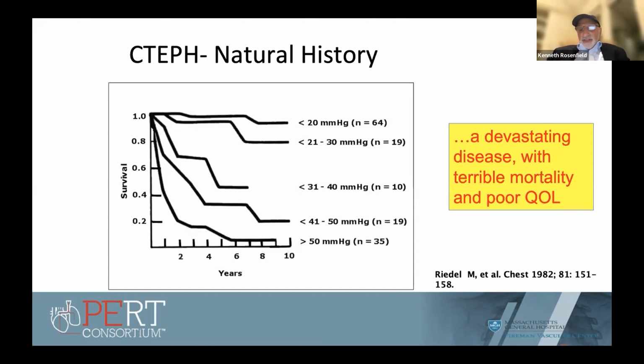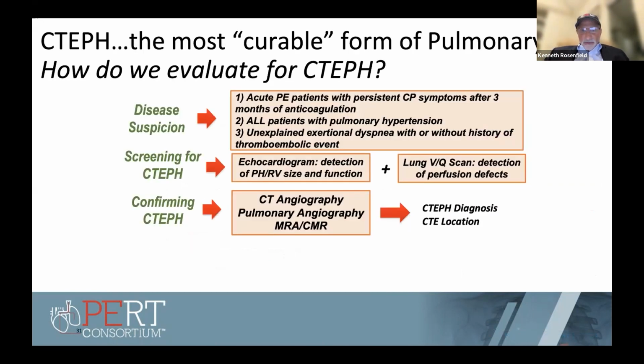The natural history is terrible. It's a devastating disease with terrible mortality and a very poor quality of life. These patients are desperate for therapy, desperate. And you can see here if they have a PA systolic pressure of greater than 50 mean, they're gone within 5 or 6 years. Amazing. What other things have that kind of mortality? So yet, in spite of that horrible prognosis, it is one of the most curable forms of pulmonary hypertension.